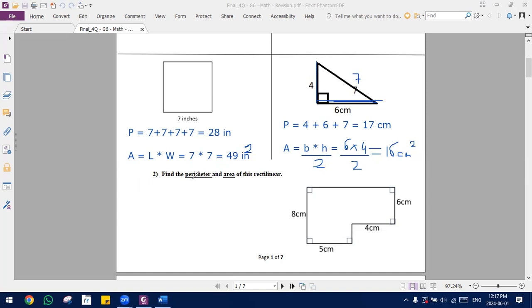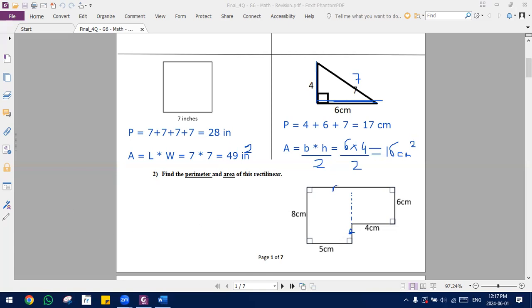Now, question 2, it says, find the perimeter and area of this rectilinear shape. So a rectilinear shape is one that, for example, if I cut it like this, I will get two rectangles. So if I need to find the area, I add both of them. First of all, we need to find the perimeter. For the perimeter, I need to know all the sides, okay? This side, I don't know what it is equal to. This side, we don't know what it is equal to. Can we find them? Of course.